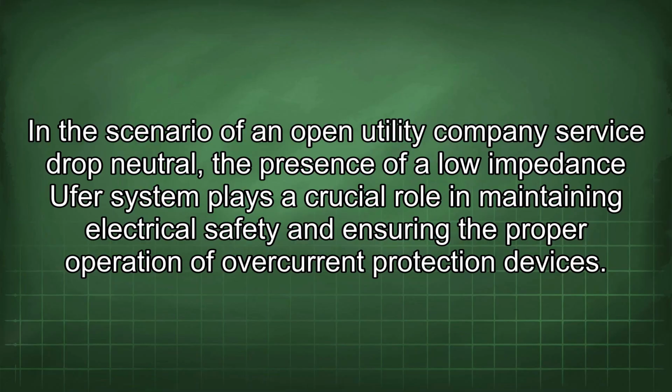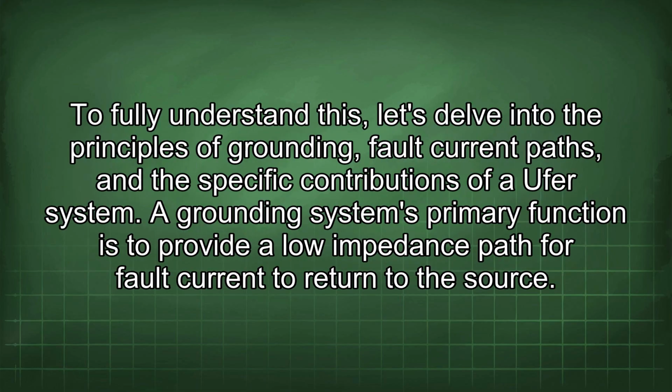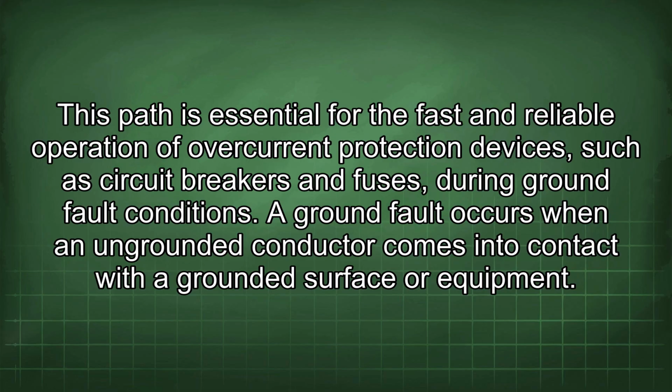In the scenario of an open utility company service drop neutral, the presence of a low impedance Ufer system plays a crucial role in maintaining electrical safety and ensuring the proper operation of overcurrent protection devices. To fully understand this, let's delve into the principles of grounding, fault current paths, and the specific contributions of a Ufer system. A grounding system's primary function is to provide a low impedance path for fault current to return to the source. This path is essential for the fast and reliable operation of overcurrent protection devices, such as circuit breakers and fuses, during ground fault conditions.